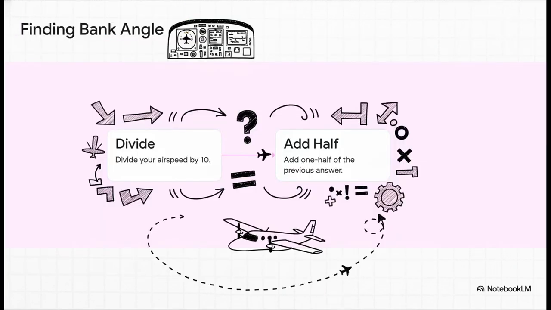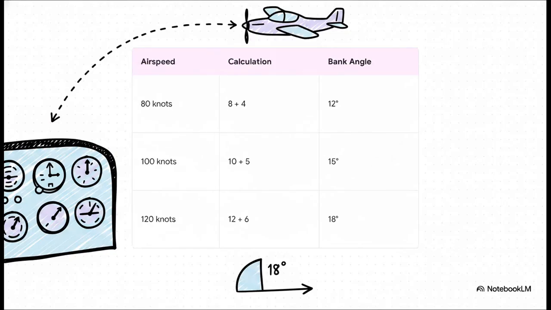Now, I know mental math in the cockpit can feel a bit overwhelming, but finding your exact bank angle for a standard turn is actually incredibly simple once you know the rule of thumb. Step 1. Divide your airspeed by 10. Step 2. Add 1/2 of that answer. To put that into perspective, let's look at the math here. Check out the bottom row. If you're cruising at 120 knots, you just divide that by 10 to get 12. Half of 12 is 6, add them together, and boom, you get an 18-degree target bank angle.